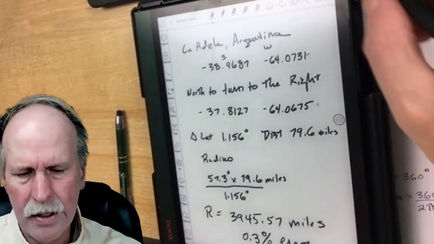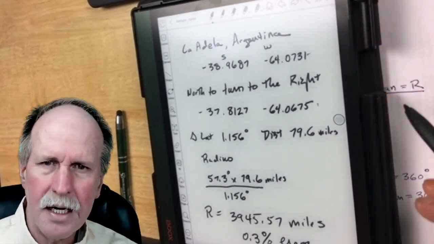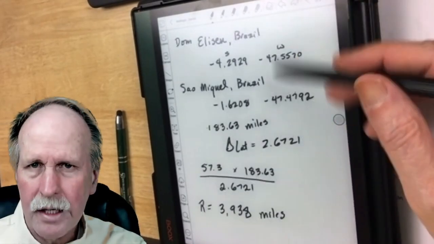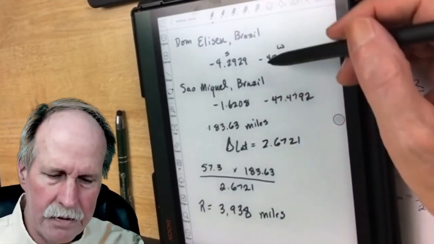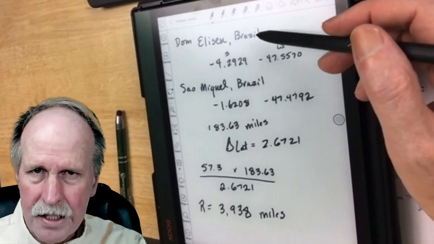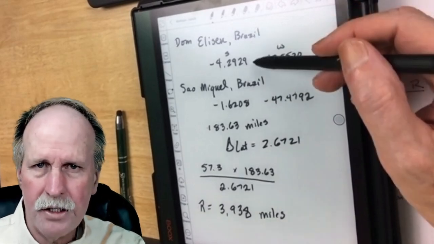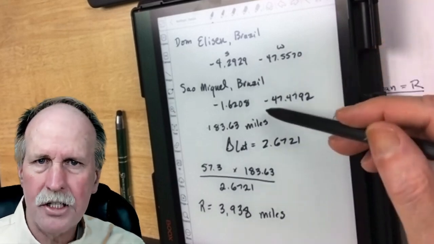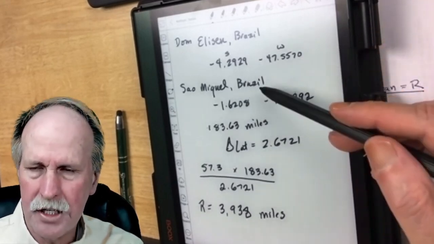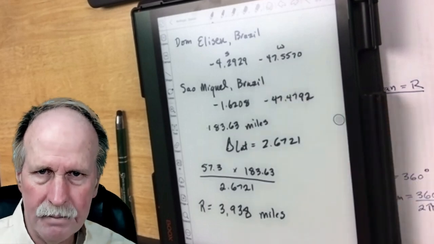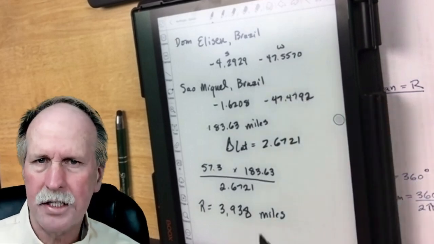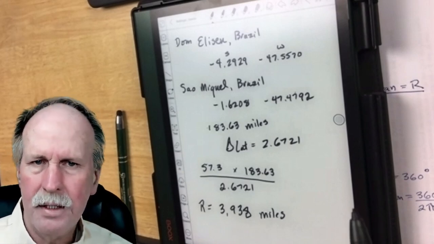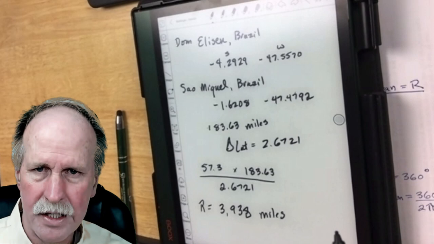Now, let's look at one more place. One was up around 39 degrees north, one's down around 39 degrees south. Let's look at the equator. So here are two locations in Brazil. You can look them up if you wish. One is Dom Elisen, and the coordinate is 4.2929 degrees south and 47.557 west. Likewise, here are the coordinates for São Miguel, Brazil, which is due south of it. Now the distance between those 2 points is 183.63 miles, and the change in latitude is 2.6721 degrees.